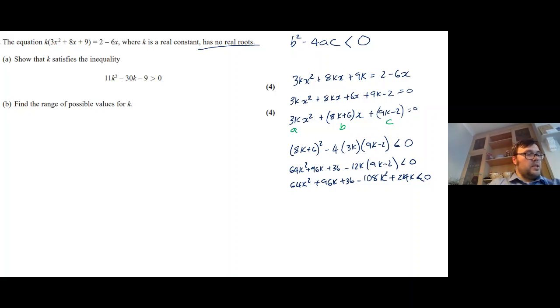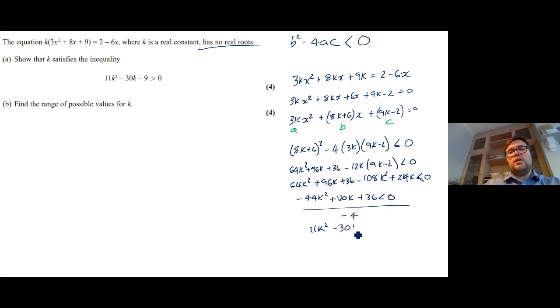Tidying all of this up would give me minus 4k squared plus 12k plus 36. Again, that is less than 0. However, I'm dividing everything by minus 4 to make it easier on myself, and I prefer to factorize when the k squared is positive. If you remember from GCSE, when you divide an inequality by a minus sign, the inequality actually flips.